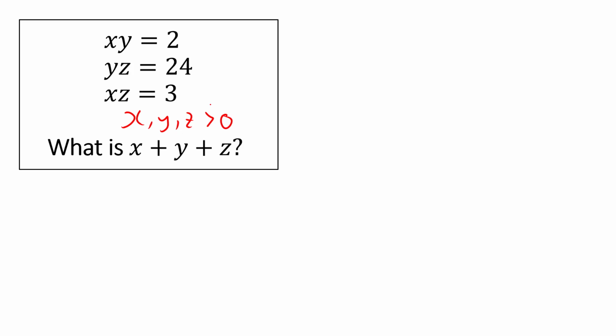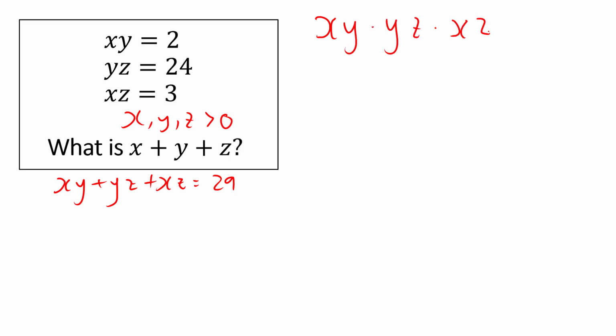Okay, so let's imagine you added them together because you wanted to do something. The issue is this doesn't help us at all. In the previous one, we could find more information from doing this, but in this one, we can't. So instead of adding them together, why don't we try multiplying them together? Because what we end up with, if we do xy times yz times xz, is x squared, y squared, z squared, all equal to all the right-hand side multiplied together, which is 144.